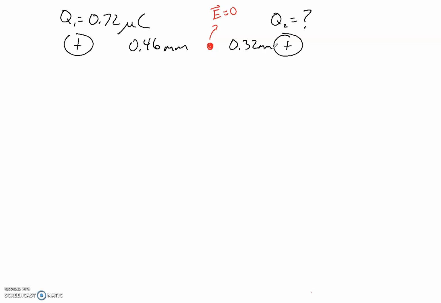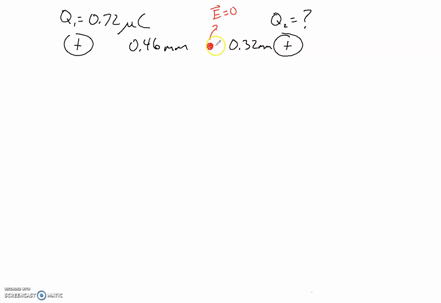Well, they're both giving off electric fields. The electric field from Q1 would be going towards the right, the electric field from Q2 going to the left, and obviously they are canceling out. So the two electric fields have to be equal to each other. So I can find it for Q1 and then just move to Q2.